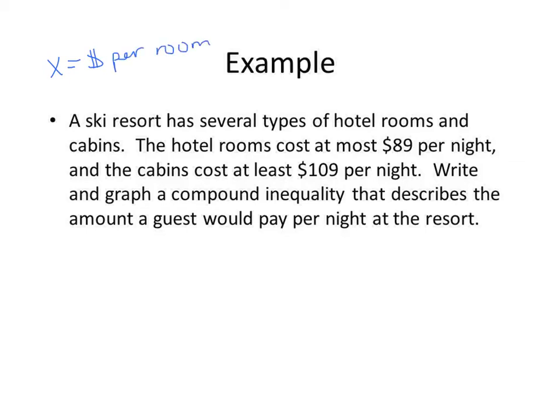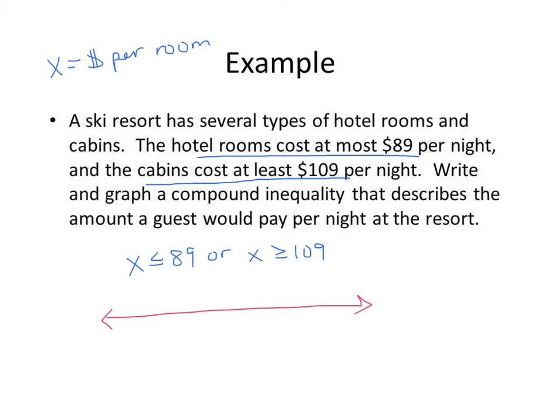Okay. So hotel rooms cost at most, so if x is the cost of a hotel room, at most $89. So less than or equal to $89. Cabins cost at least $109. So then x has to be greater than or equal to 109. Okay? So you can't be less than 89 and greater than 109, so this is an "or". And when you graph an "or", we'll just count by tens here.